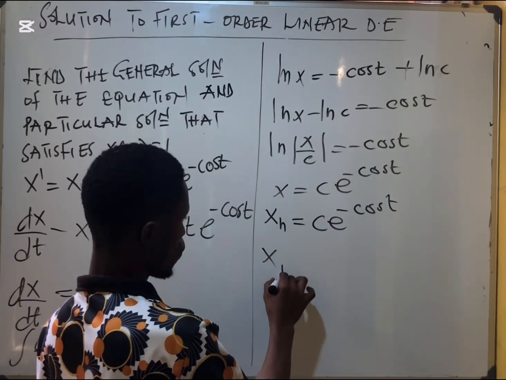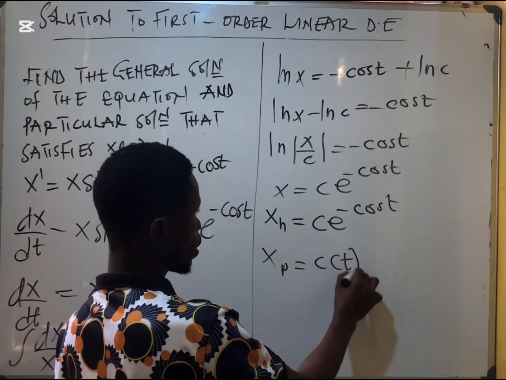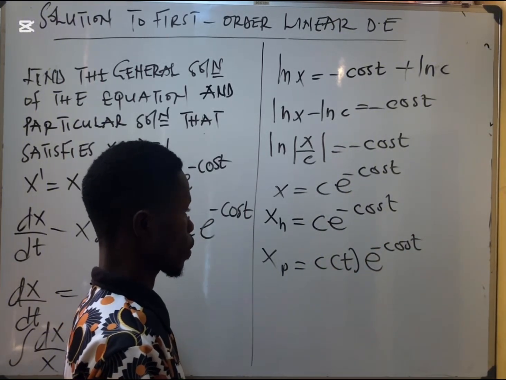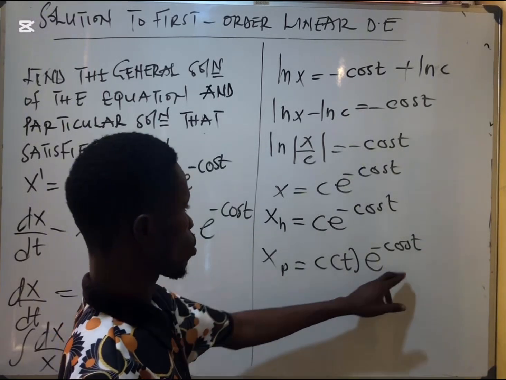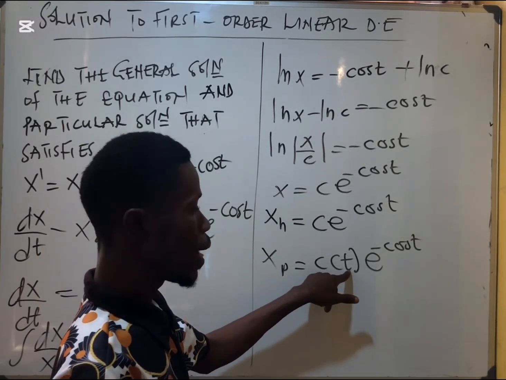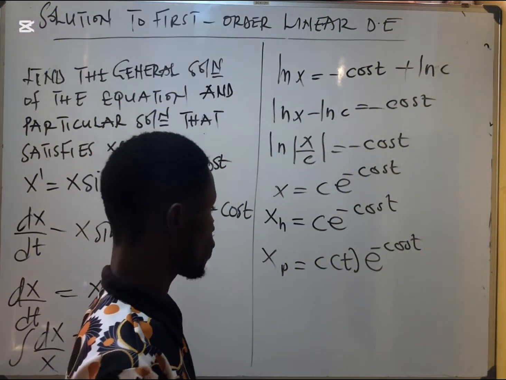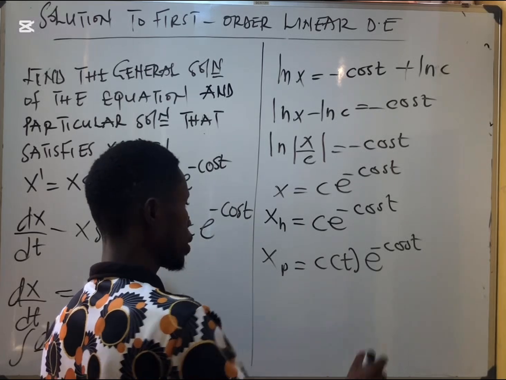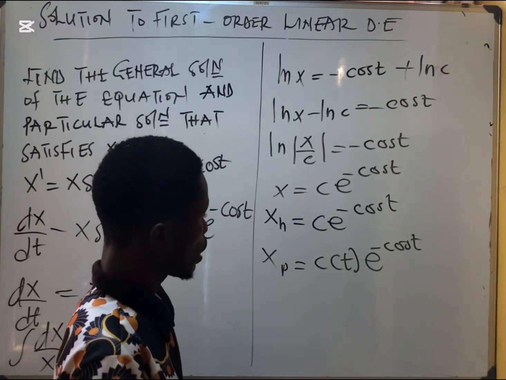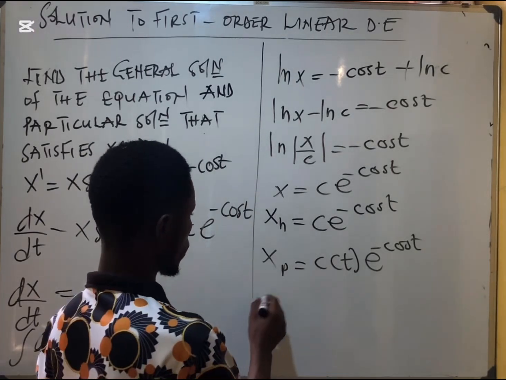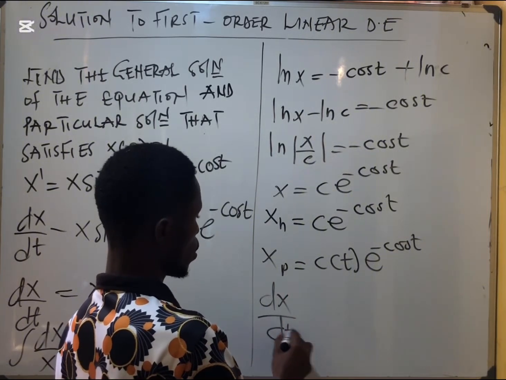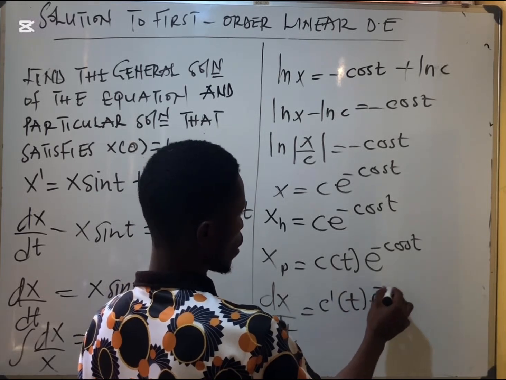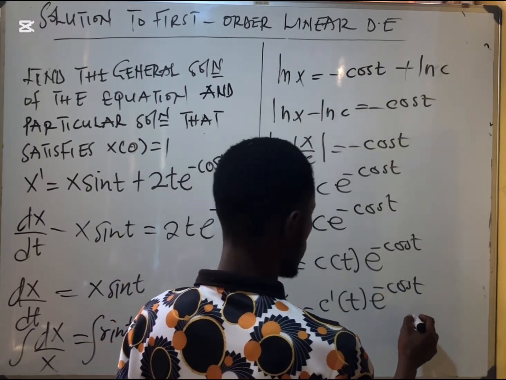So x of p now becomes c of t, e negative cos t. So you write this one in terms of the function of the independent variable, just like what we did for the other one. So this is what I want. But before I can proceed, we need to differentiate this one with respect to t. And that will give us c prime of t, e negative cos t.